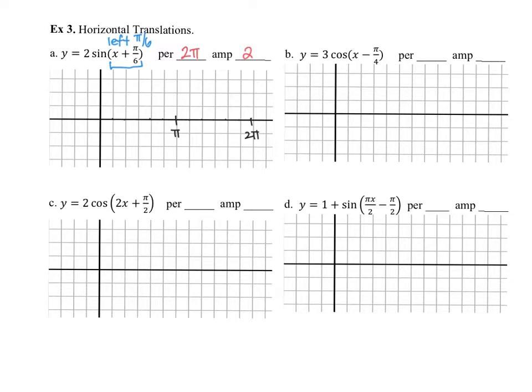Okay, I'm going to do it by translating it, and then I'll show you using the formula that I gave you at the beginning. Okay, normally the sine of 0 is 0, but I'm moving it left pi over 6. So now it's over to here.